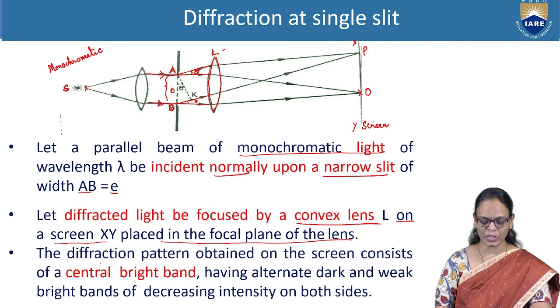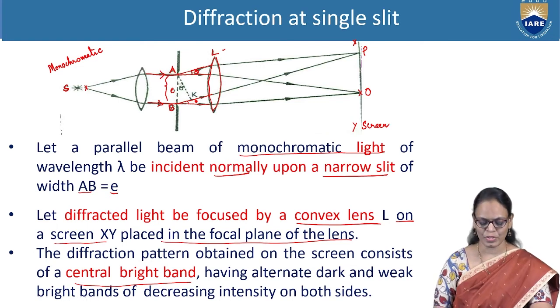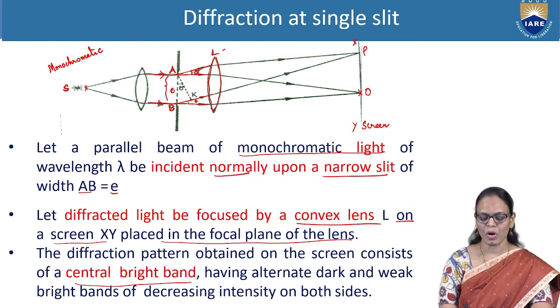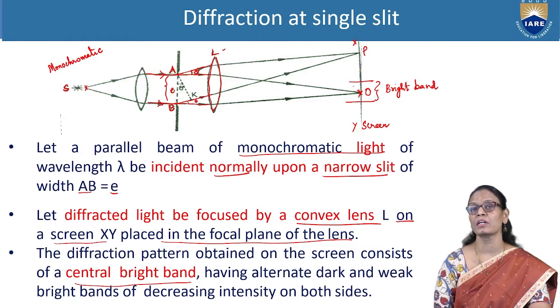Now the diffraction pattern that is obtained on the screen consists of a central bright band having alternate dark and weak bright bands of decreasing intensity on both sides. When we talk about the central bright band, all these rays that are coming straight will come to the focus point O, and here we'll have a bright band. This gives rise to a bright band. We have already discussed the conditions for a bright band, why we get a bright band. We have derived expressions also. So at the center, we have a central band that is a bright band.